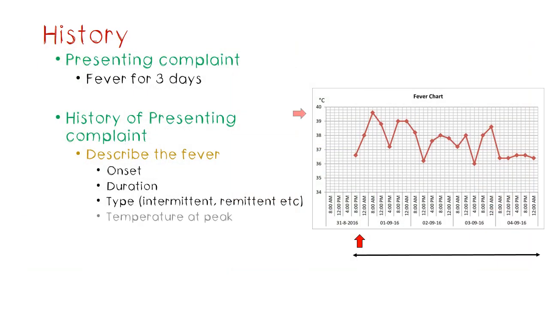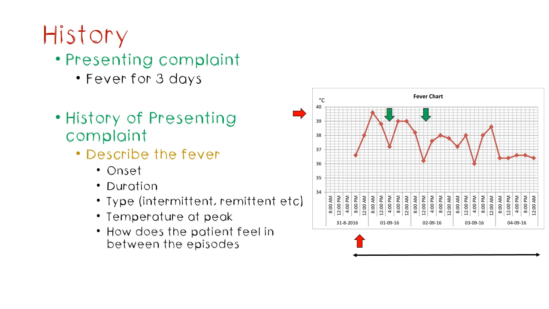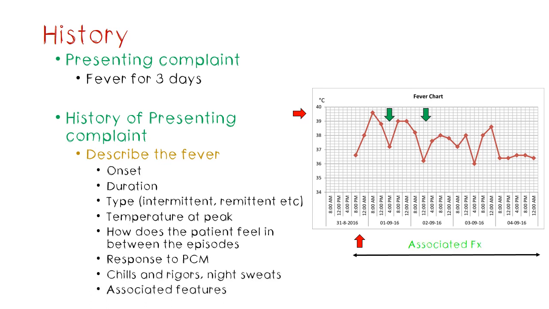Then we ask about the peak temperature and what the patient feels in between the fever spikes. That is, if the patient is feeling well in between, or is the patient persistently ill. We also need to ask whether the patient responds to simple antipyretics like paracetamol, whether chills, rigors, and night sweats were present, and any other associated features.